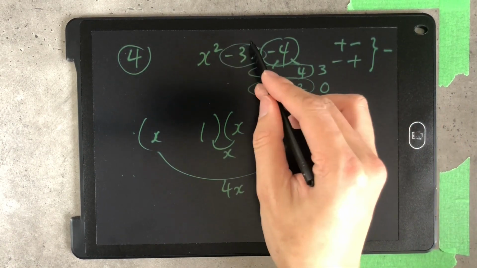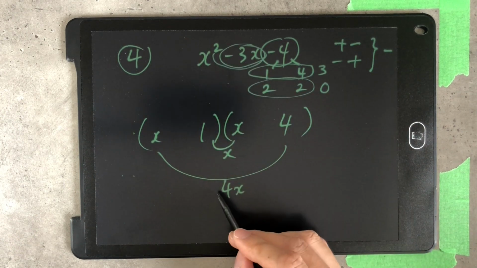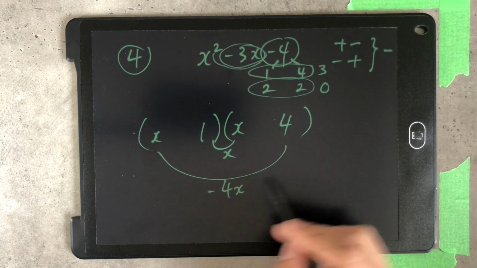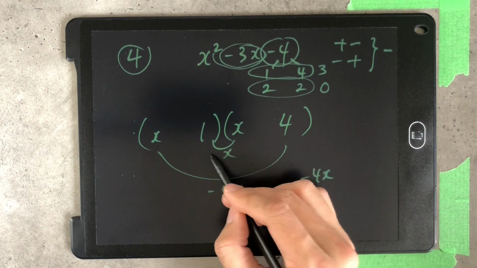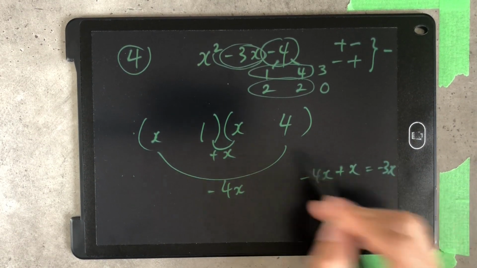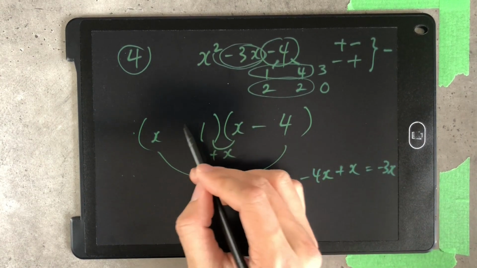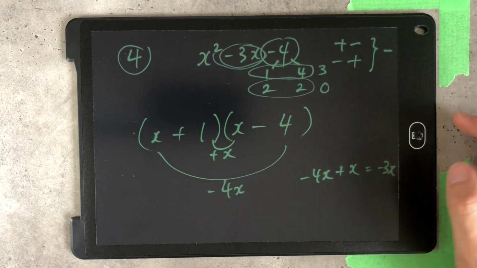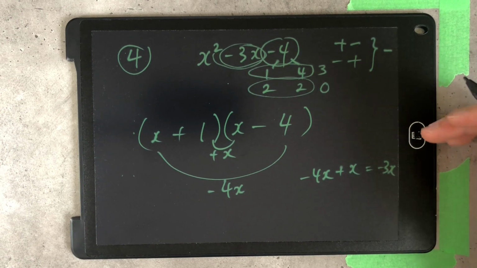We want negative 3. So this has to be negative, because if we have negative 4x, this one is positive. So I have negative 4x plus x, which is negative 3x. So 4 is negative and 1 is positive, and we're done. So those are the 4 different variations you will see.